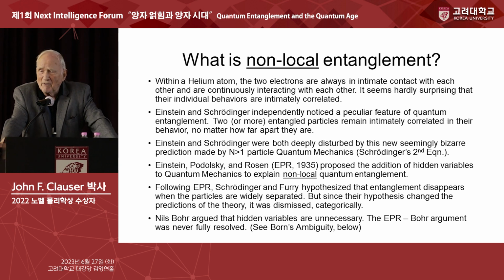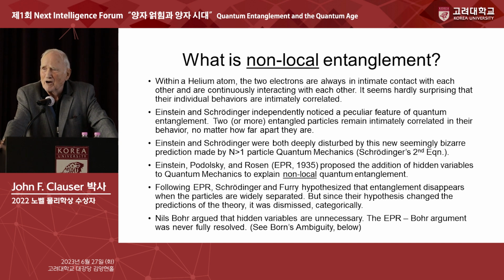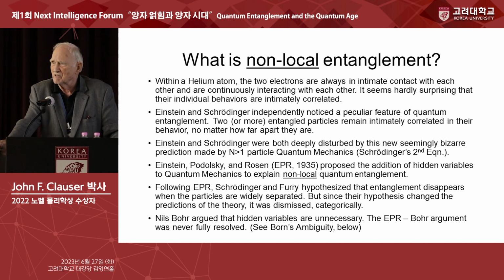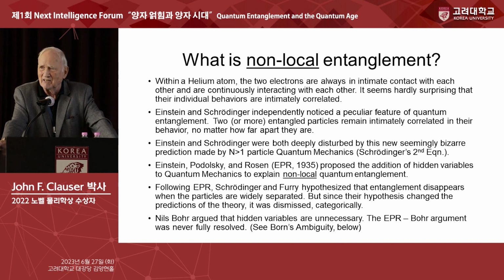Then there were two other people, actually Schrodinger and Wendell Furry, who was at Harvard. They both came up with this hypothesis that maybe something's wrong with the quantum mechanics a little bit, that when you separate the two particles, the entanglement effectively disappears with separation. But then they realized that if they did that, the predictions of quantum mechanics would be different. And they said, oh, that's ridiculous. Of course, quantum mechanics always makes the correct predictions, and it certainly does for helium, so that's got to be wrong. So they simply dismissed it.